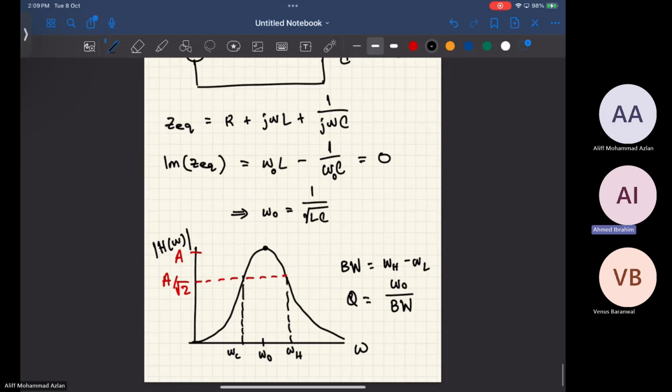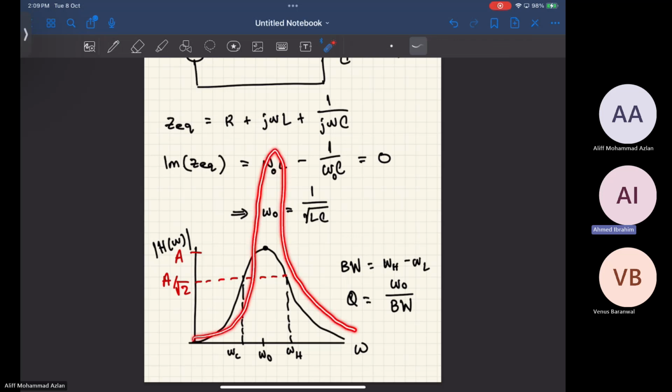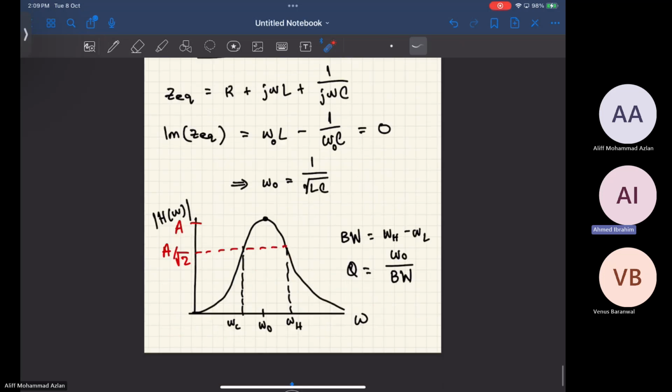So quality factor tells us about the selectivity of the filter. Essentially what that means is if we have a high quality factor, it's going to be quite narrow and have a high peak with a low bandwidth, whereas a low quality factor will be broader.